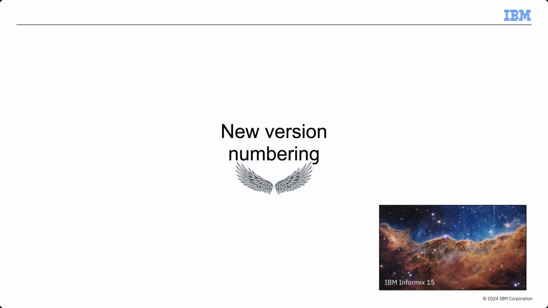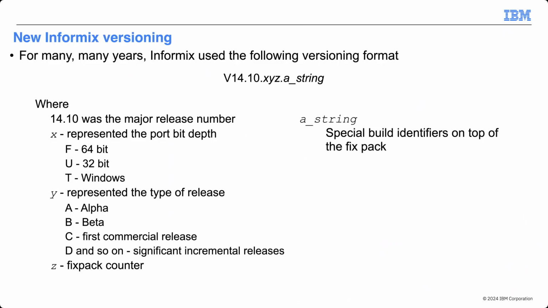One of the big things that is changing is how we're actually numbering Informix. This is taking effect from version 15 moving forward. Now, you guys are all familiar with the original numbering scheme where we had a version number followed by an XYZ string that listed what the bit depth was and the type of release and was it a fixed pack and all that sort of stuff.